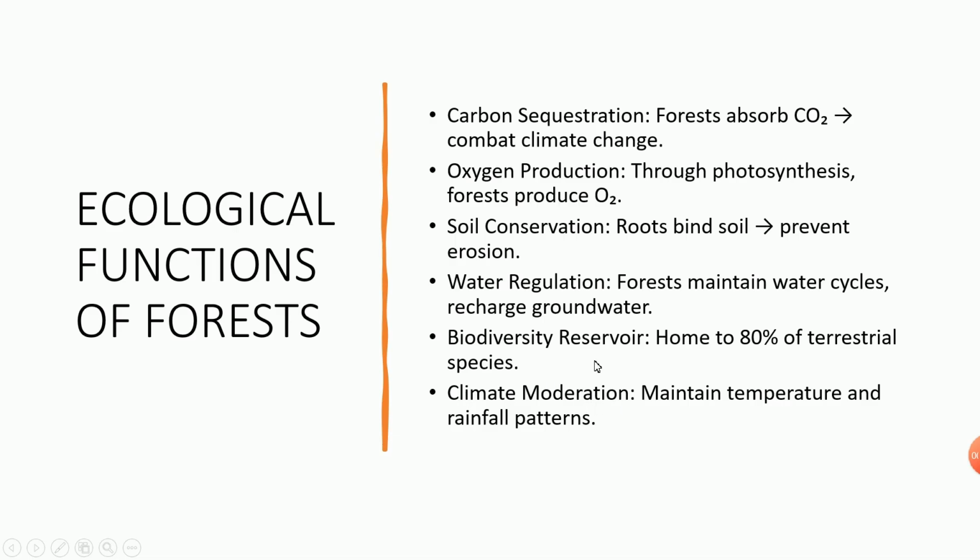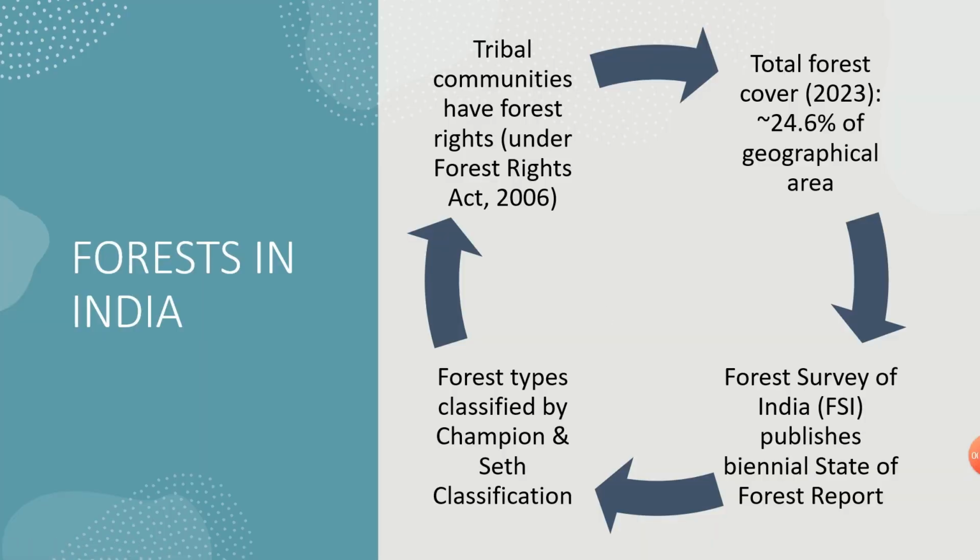As I already said in yesterday's class, if we keep on destroying the Amazon rainforest and all those things, we are inadvertently increasing the earth's temperature by a few degrees. So forests in India: first, tribal communities have forest rights. Then total forest cover is approximately 24.6% of geographical area.